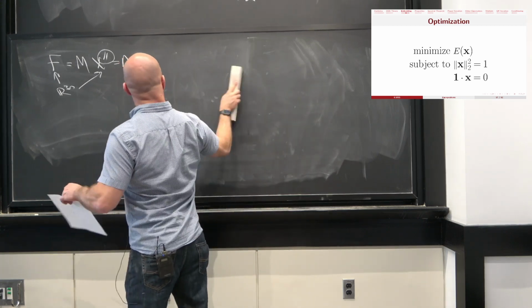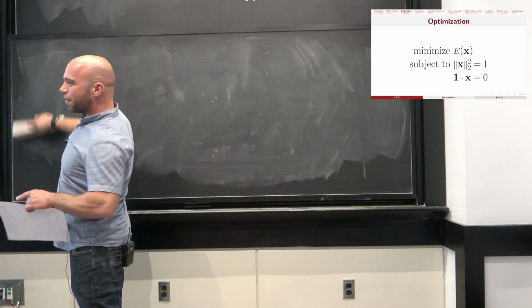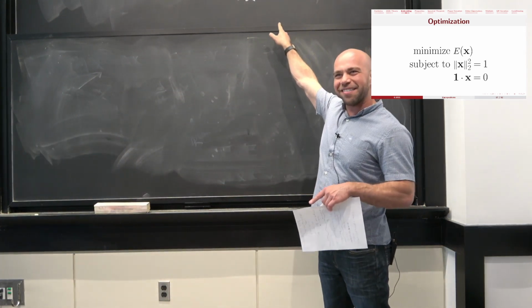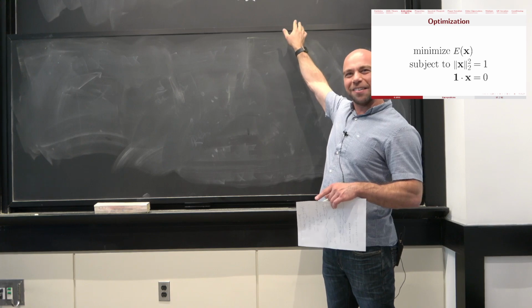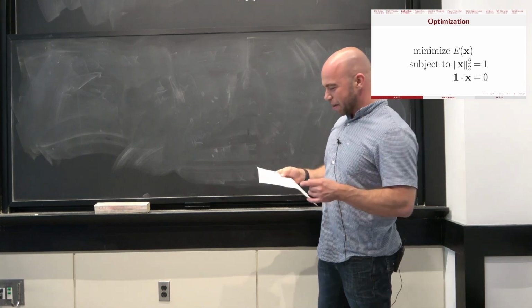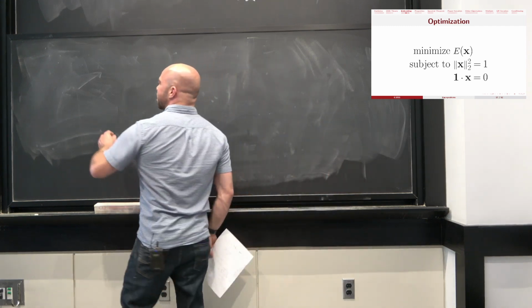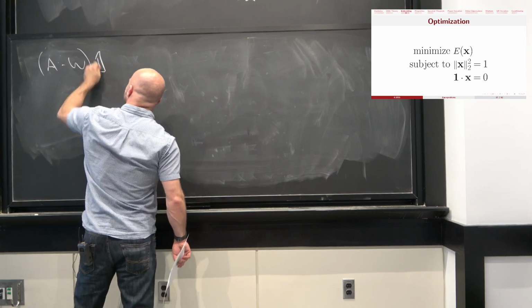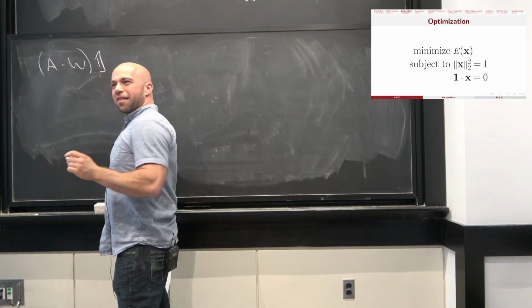Any ideas, by the way? What's an eigenvector of? We know that eventually we're going to be aiming for eigenvectors of A minus W, right? That's clearly what we have in mind here. I claim you can actually guess it pretty easily: A minus W times the vector of all ones. What is this thing?